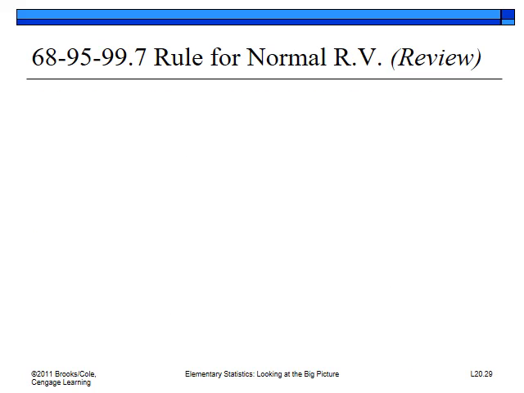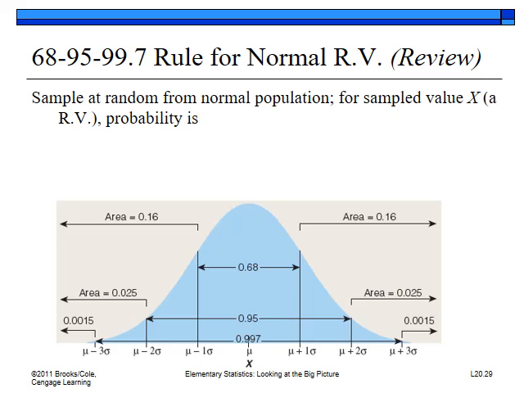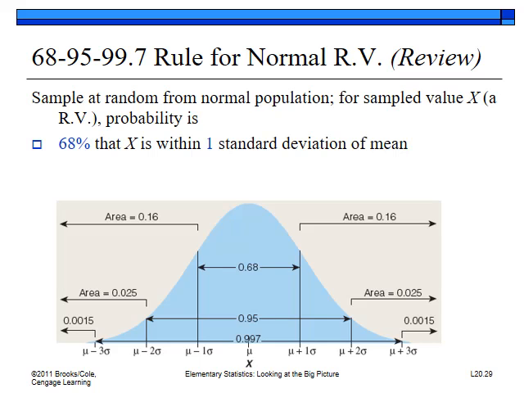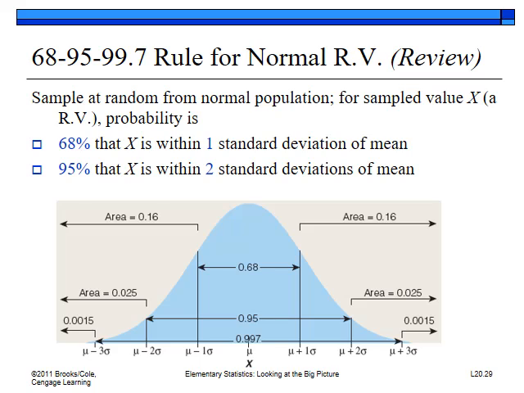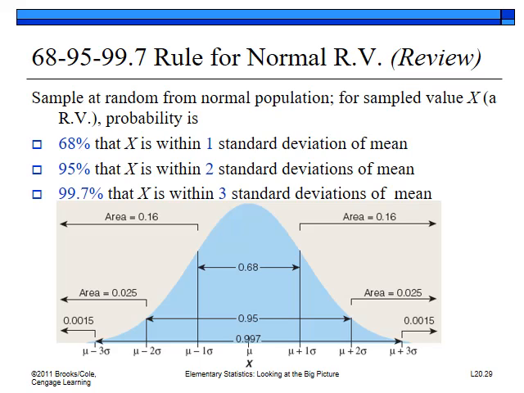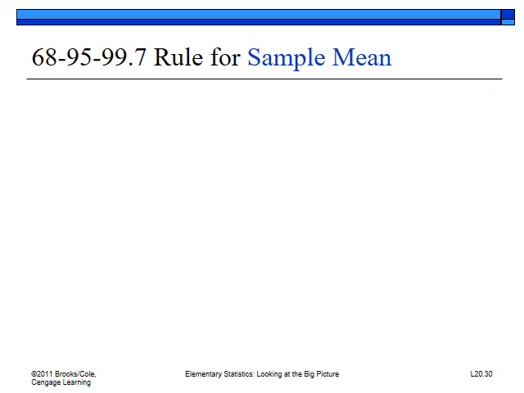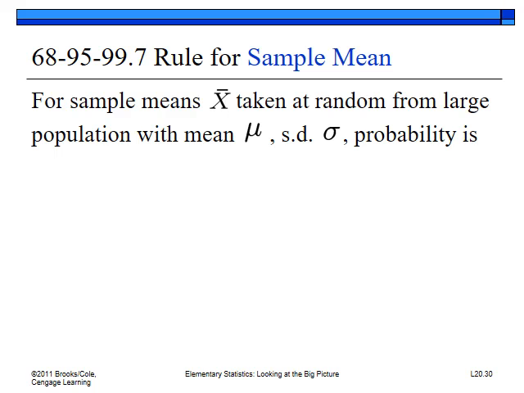Now, a quick refresher about the empirical rule, the 68, 95, 99.7 rule, for a normally distributed random variable. Remember, there's a 68% chance that our random variable is within 1 standard deviation of the mean, 95% that it's within 2 standard deviations, 99.7% that it's within 3 standard deviations. We can extend this to sample means, since sample means are a random variable, as long as they're distributed approximately normally.